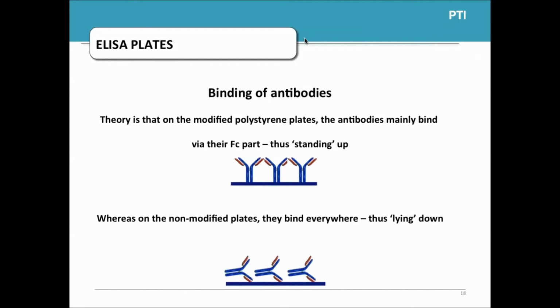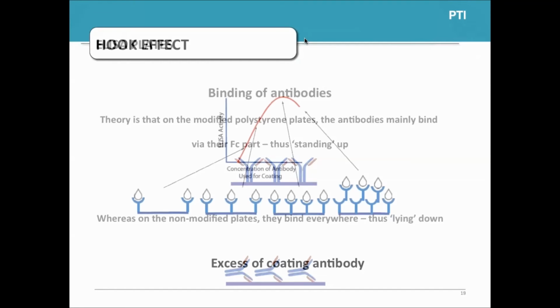The theory behind this is that with these modified polystyrene plates, the antibodies will mainly bind through their Fc part, so they will stand up and actually expose the binding site towards the open face of the ELISA plate where your product will then be put, whereas on a non-modified plate they will bind everywhere. So in a lot of cases they will actually bind lying down and not be fully accessible by the target protein that you want to detect.